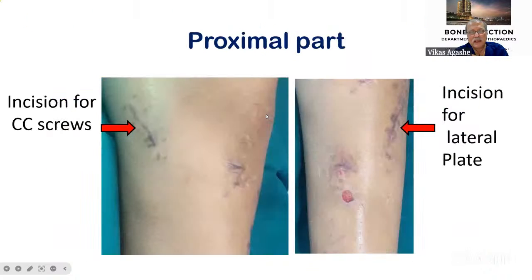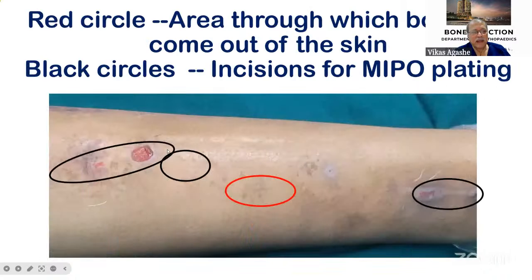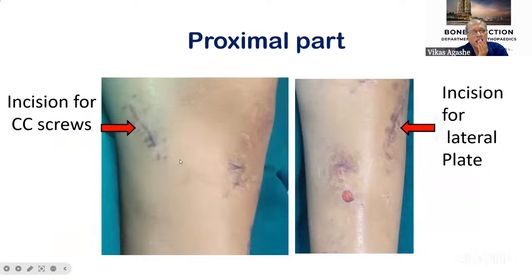This is the area where MIPO is done. That red circle, you can see 2 small stitches. This is the area of open injury where the bone was visible, and these black circles are the areas which were utilized for MIPO. So that's the upper incision, that's the middle screw, that's the lower screw. Okay, and that's the proximal part.